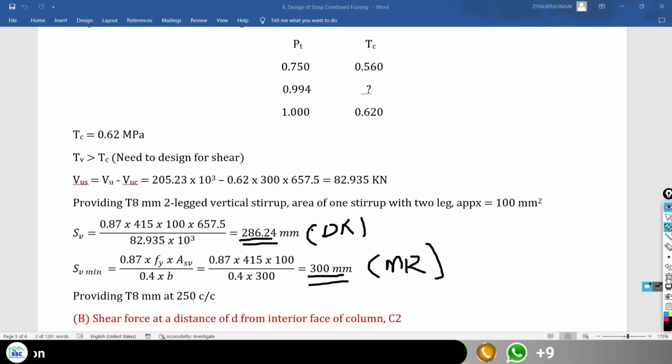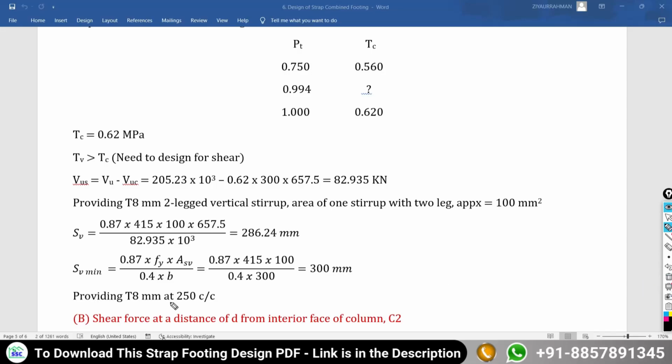So here, for the safer side, I am going to provide 8 mm diameter bars at a spacing of 250 mm center to center.